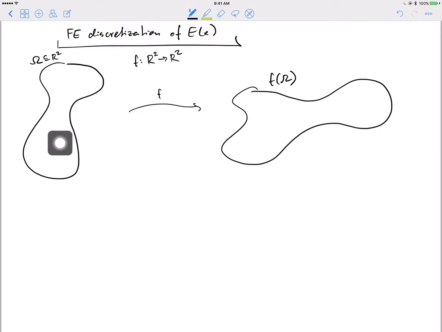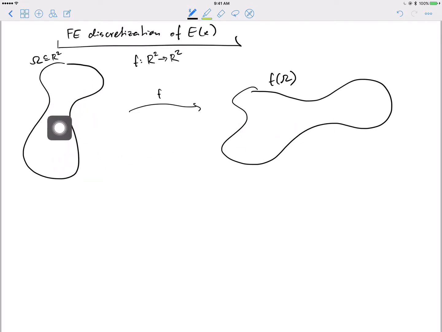this means that this is my rest pose domain. If you are simulating some block of rubber, this would be your rest pose block of rubber. It would be some box or something, and now you apply some deformation to it, some arbitrary function that really can change it to anything. And what we want to know is, what is the total potential energy stored in this deformed elastic object?